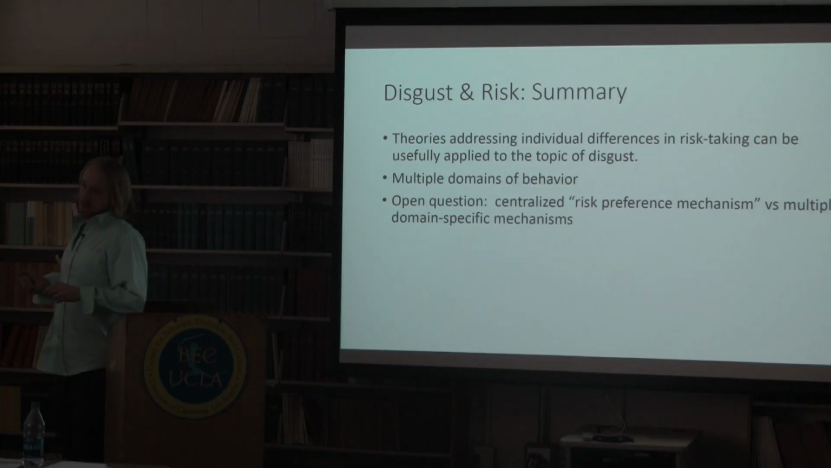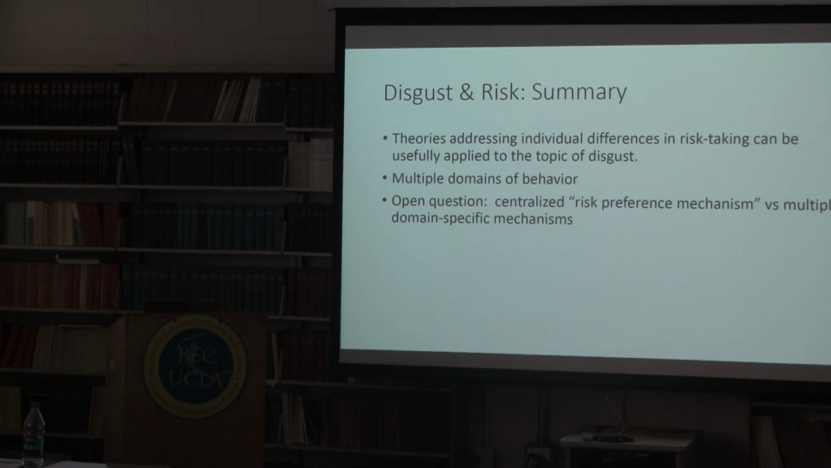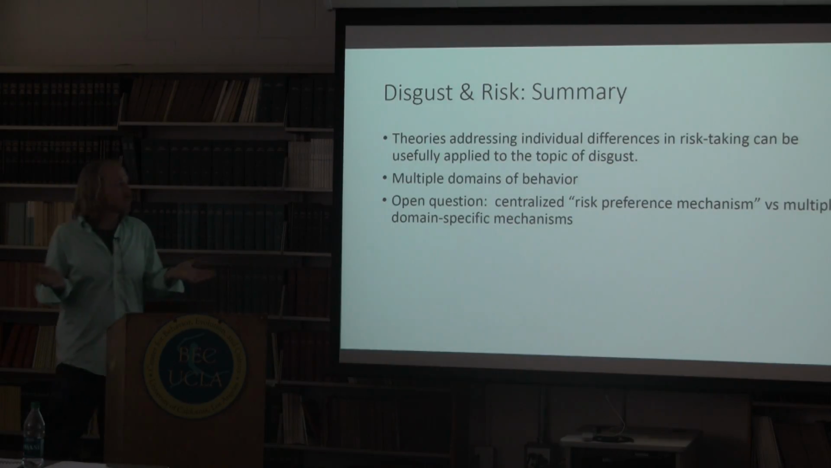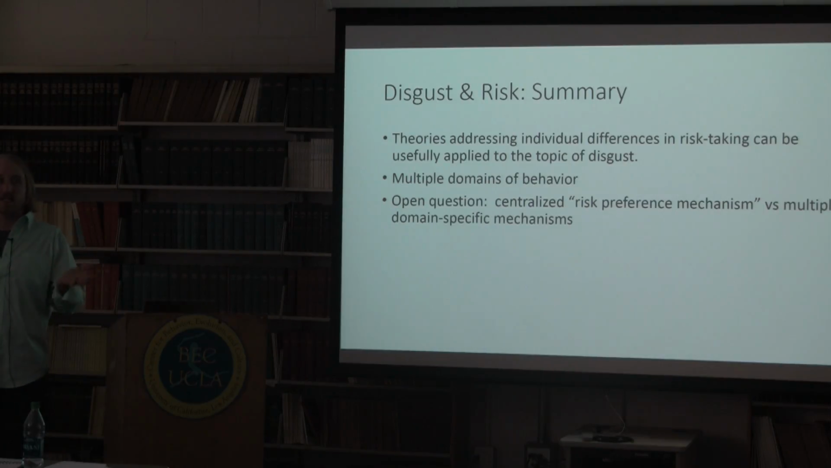As to the system architecture that actually executes this functional logic, this is still an open question. You could imagine some kind of centralized, system-wide risk preference mechanism, where domain-specific systems plug into some central risk preference that weighs the costs and benefits that the system reports to it. You could imagine that architecture executing this.